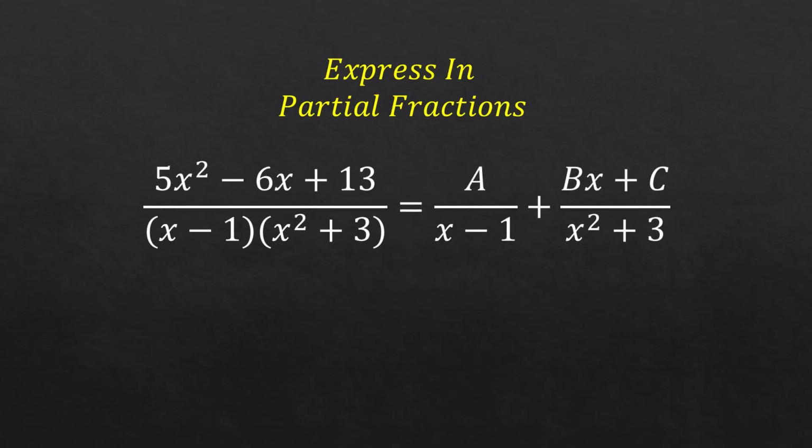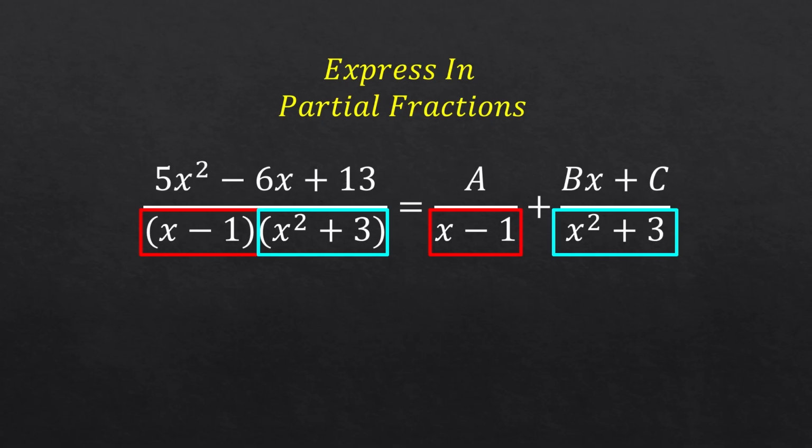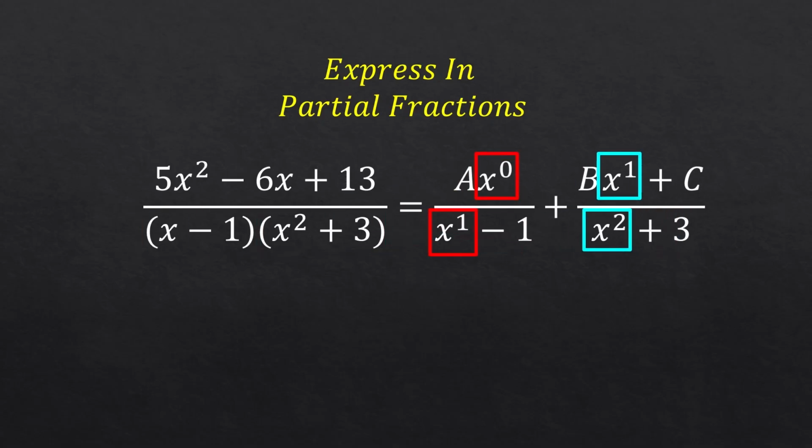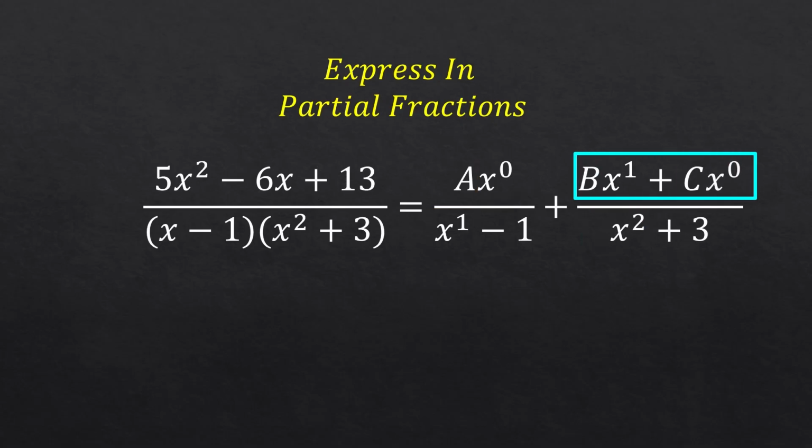Here's what the decomposition looks like. We separate the denominator into each part. Then the numerator will be one degree less than the denominator. For the quadratic or higher-degree denominator, don't forget the numerator is one degree less, until it reaches a constant.